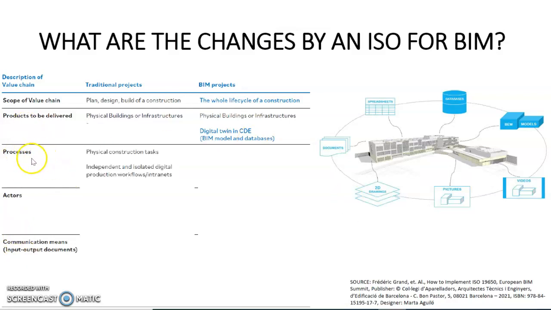In terms of the process, for a typical or traditional construction project, it used to be just physical construction tasks, with independent, isolated digital production workflow or through the intranets and all that. Again, for BIM projects supported by ISO standard, there will of course be physical construction tasks, but on top of that, you will have continuous and interdependent digital production workflows. And it will happen either through intranet, or it could be through extranet on cloud, and so forth.